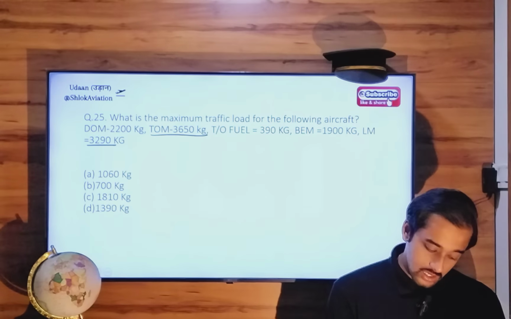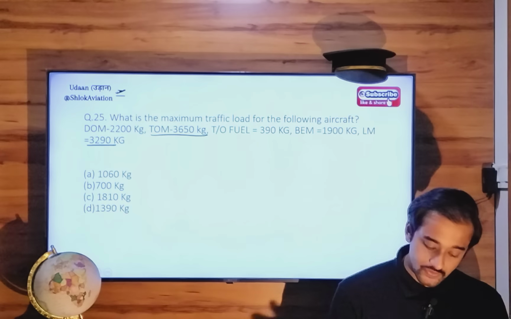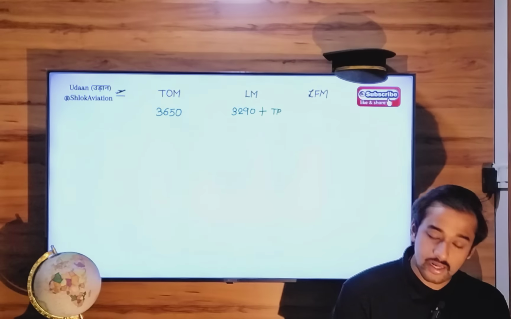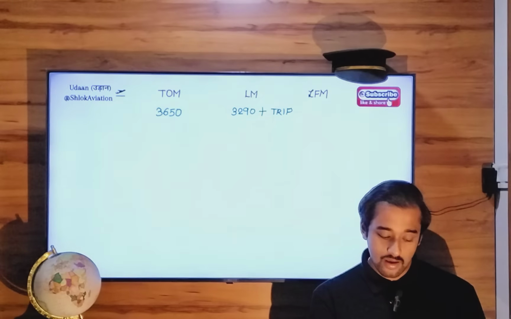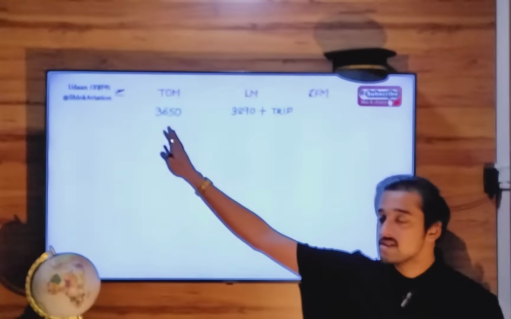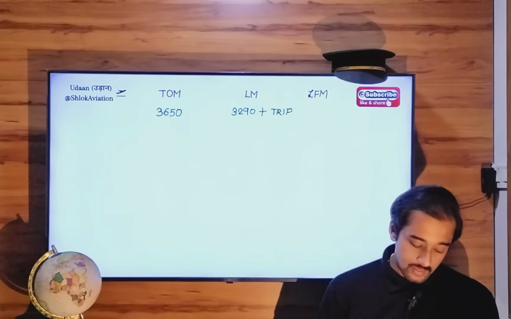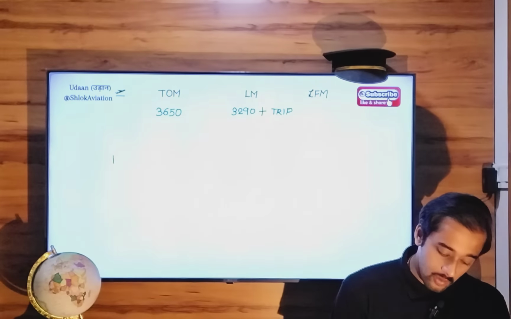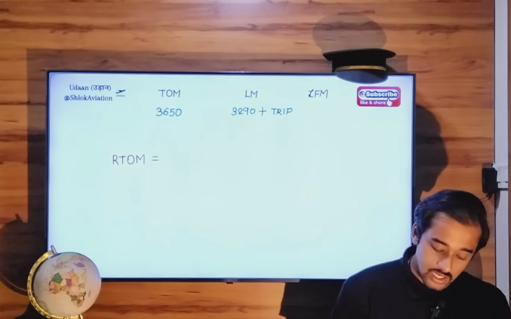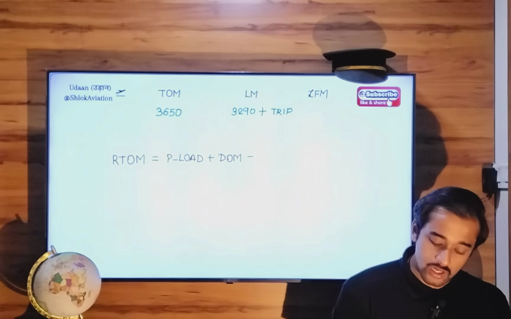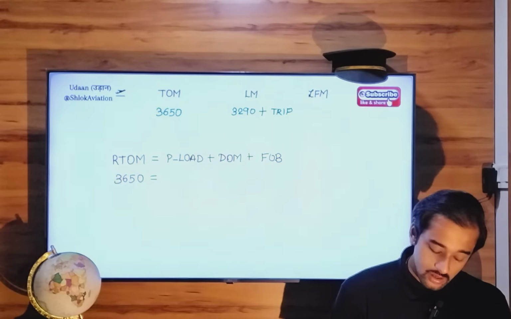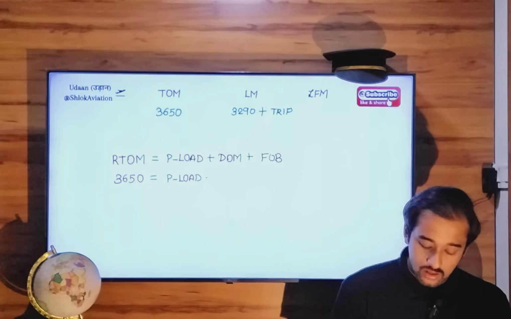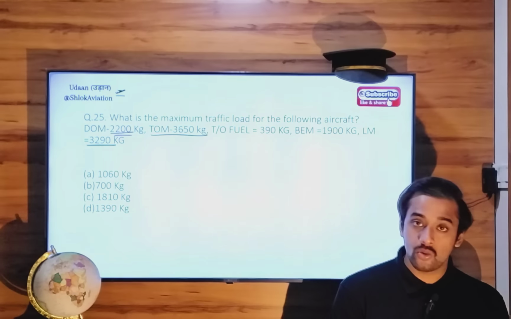So trip fuel is not given to you, so we will have to leave it as it is. Without that, we have only one value with us, which is 3650. So we will have to go ahead with this value only. Substitute this value in the formula. Regulated takeoff mass equals payload or traffic load plus DOM plus total fuel on board or takeoff fuel. So 3650 equals payload plus DOM, which is 2200.